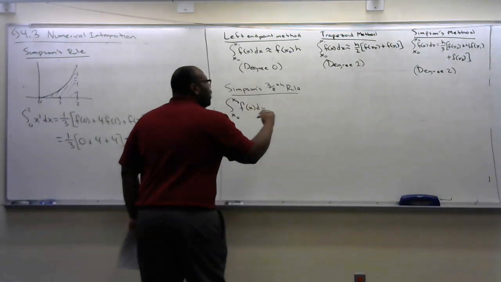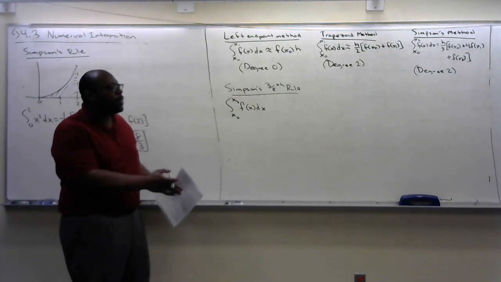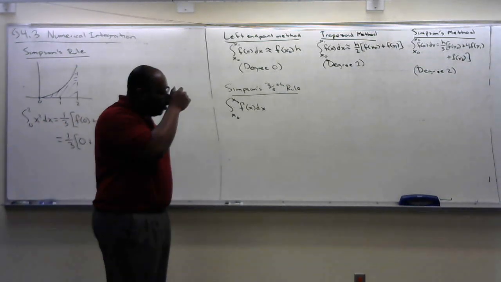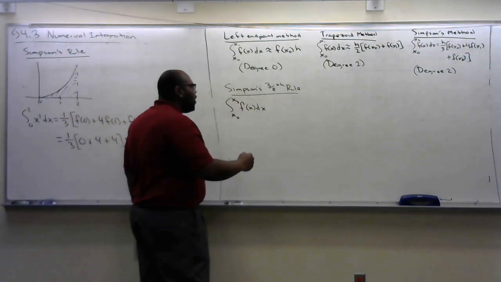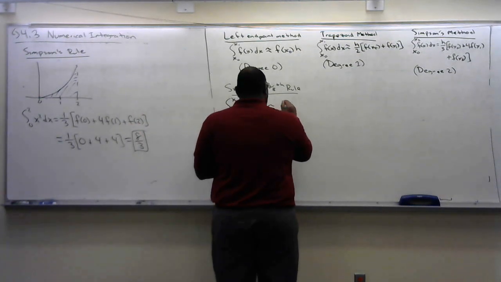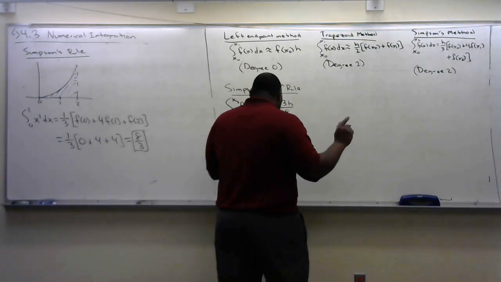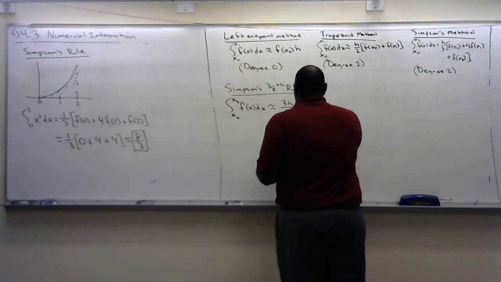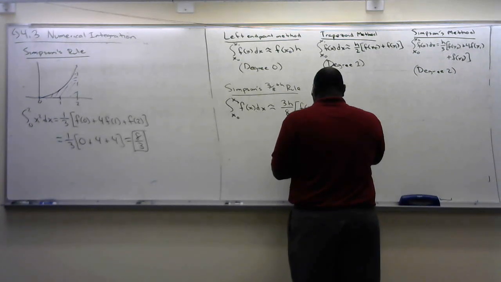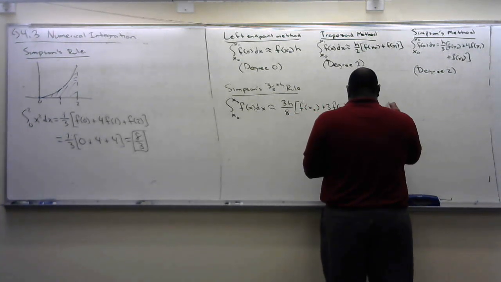When we go to the 3rd degree, we have to add 1 more point. Instead of having x0, x1, x2, we need another x3 for the third degree polynomial. So it goes from x0 to x3, f of x dx, and that is approximately equal to 3h over 8. That's where we get that 3h from. F of x naught plus 3 f of x1 plus 3 f of x2 plus f of x3.